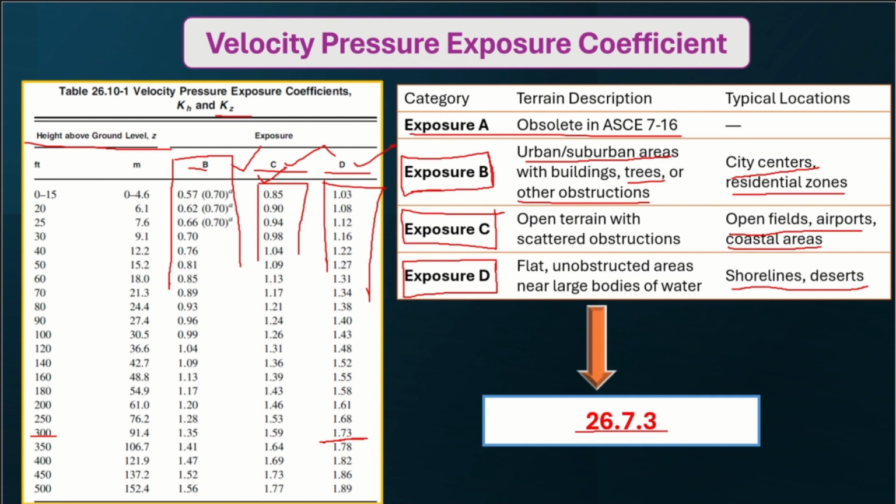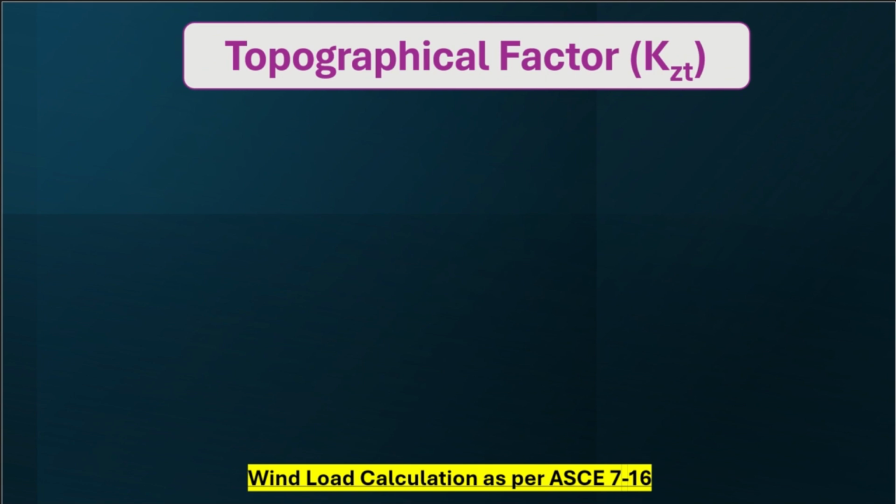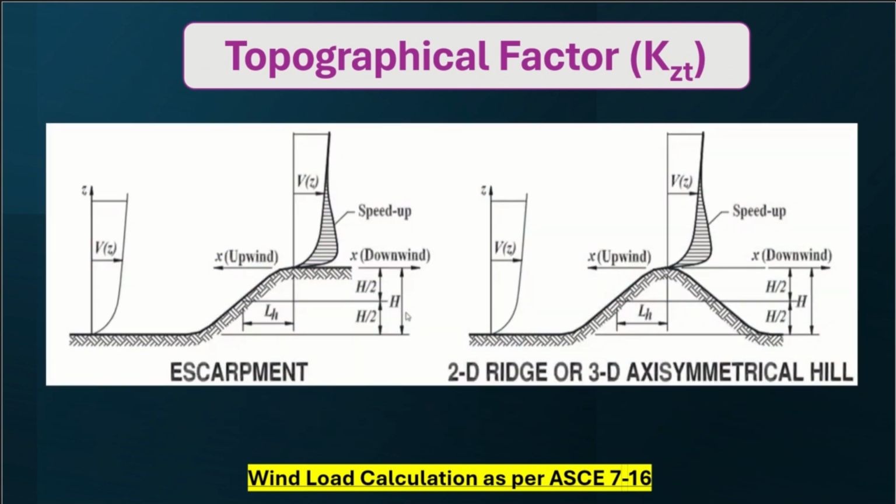So the velocity pressure coefficient Kz is higher for more open terrain areas. That means exposure D. So this is all about the velocity pressure exposure coefficient. And the next one is the topographic factor. Before that, I need to ask you one question: what is topography?